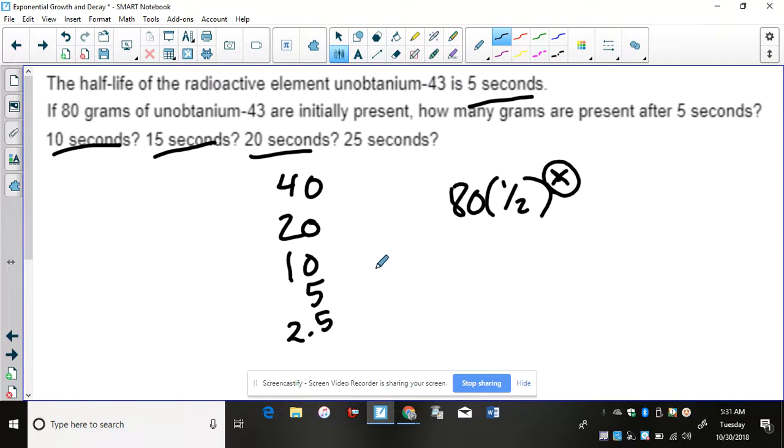So that's something that we didn't really talk about that much, but understanding the concept of half-life as every time 5 seconds ticks off the clock, half of this goes away. Okay, hopefully that makes sense in terms of questions about half-life here.